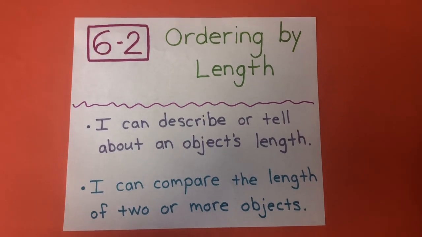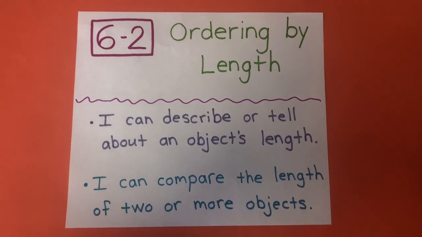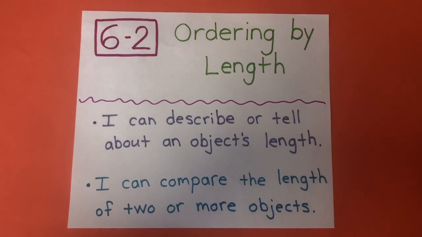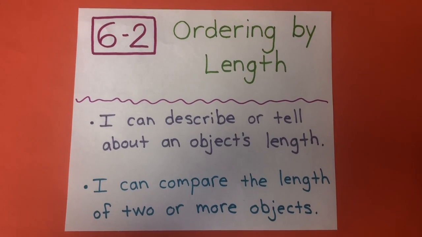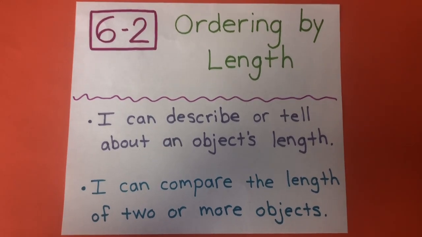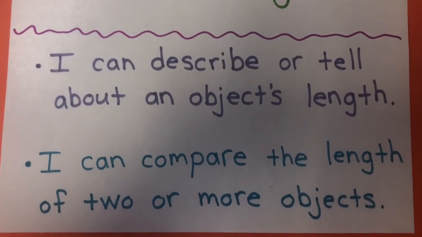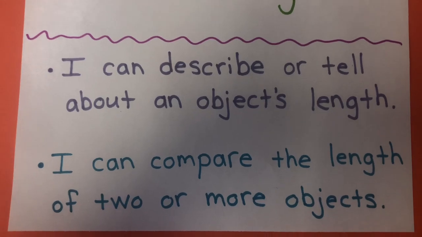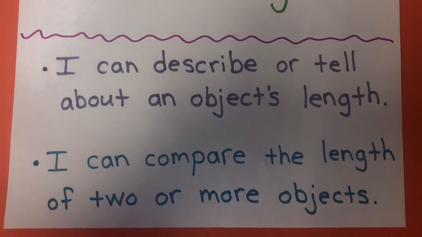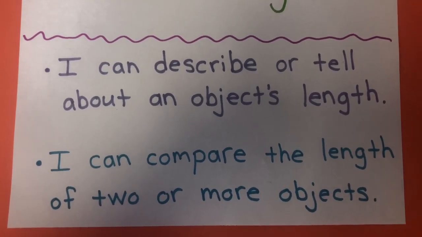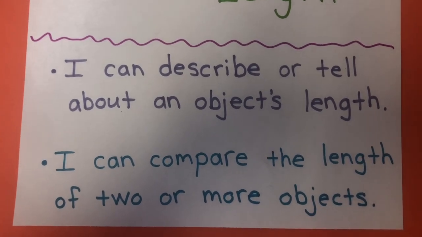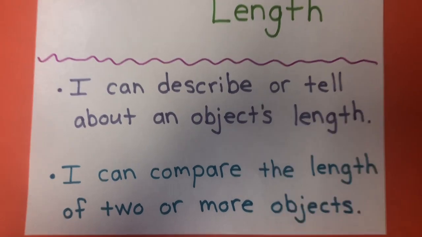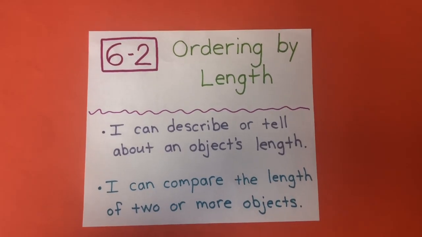This is Mr. Kelly, and I'm coming to you with a math activity today. Today we are working on lesson 6-2, and we're going to be focusing on ordering objects by length. So our focus for today is I can describe or tell about an object's length, and that's telling about how long an object is. And I can compare the lengths of two or more objects. So that's what we're going to be working on today.